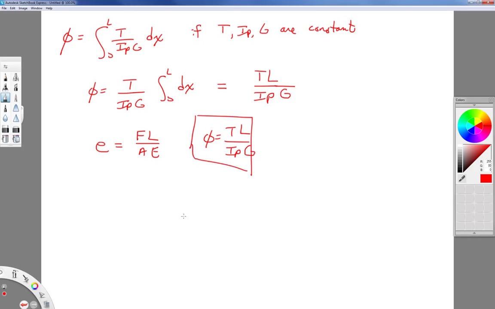All right, so that's all we're going to talk about on this video. In class, we will go through a couple of examples on how to use these formulas.